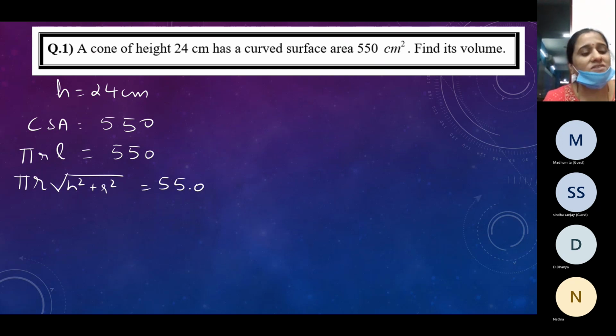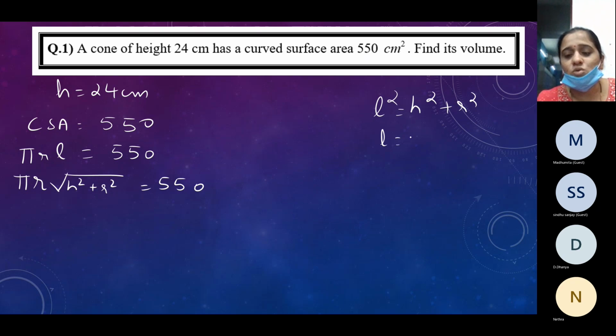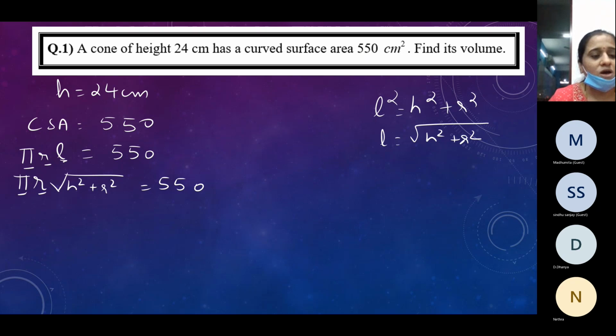Now, why are we writing L as root of H square plus R square? Because to find volume, you need only R and H. H is 24, so we need R. We don't want L, so we are removing L from the picture. Because L square is equal to H square plus R square, L is root of H square plus R square. So pi R into root of H square plus R square is equal to 550.